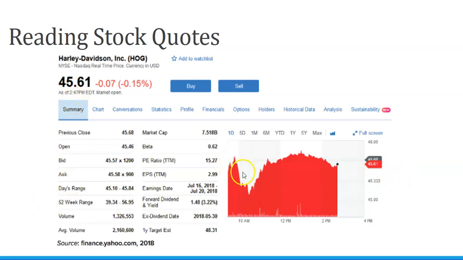We can also see how that stock progressed throughout the day. You can look at 5-year periods, 1-year periods, year-to-date information, 6 months, 1 month, and 5 days.